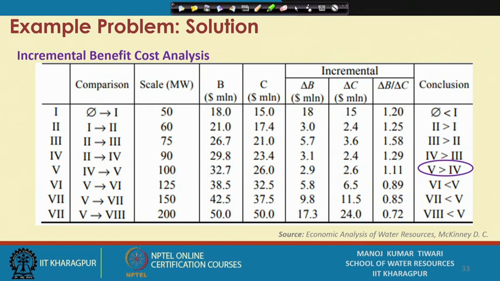So, as we were discussing the concept of incremental benefit cost analysis, we have various options here, starting from 50 to 200 megawatt, and accordingly we can name the options from 1 to 8. This would be option 8. So, from option 1 to option 8 we can have this idea.